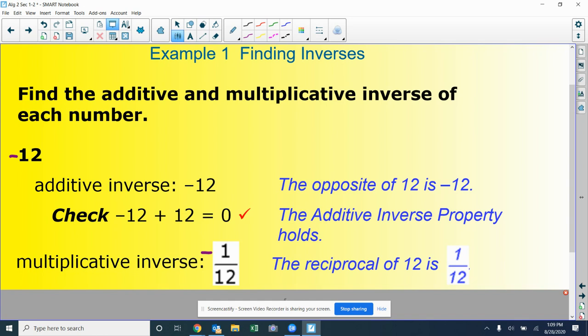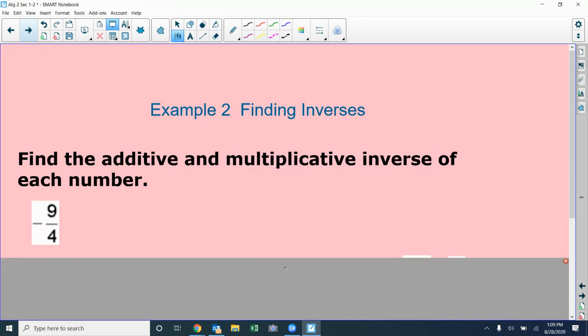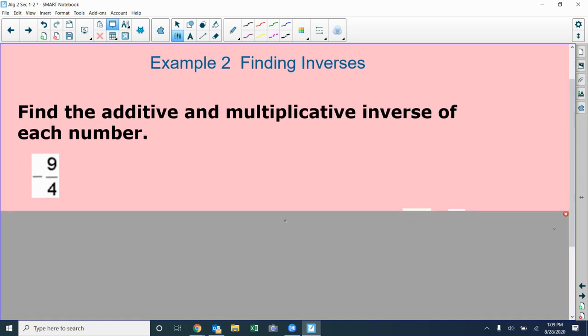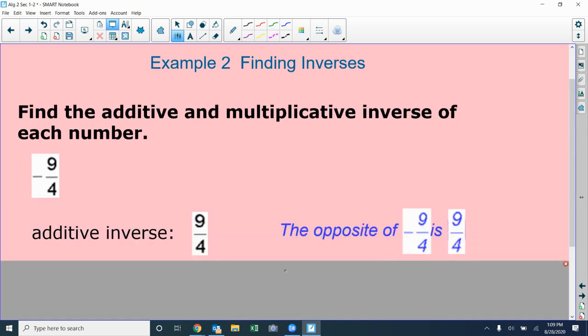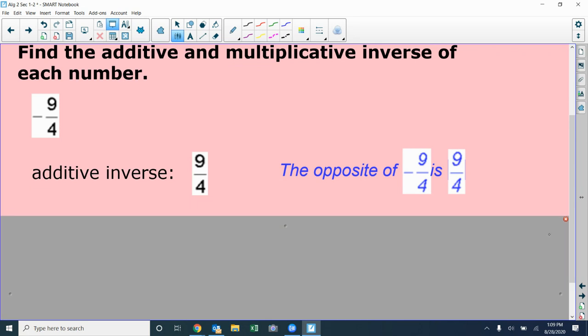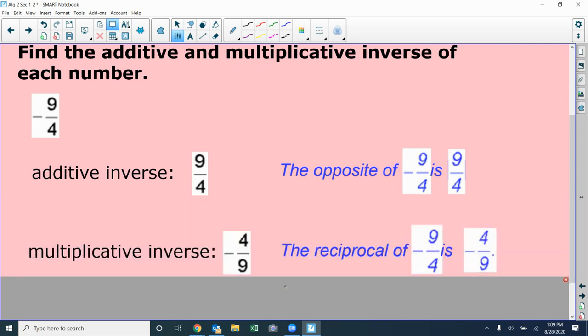Everybody okay? Let's try another. What are we gonna add? Think about it. It's negative 9/4, so we're gonna add positive 9/4, okay? What are we gonna multiply by? Negative 4/9 times.